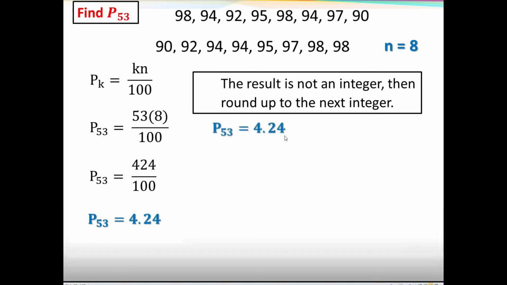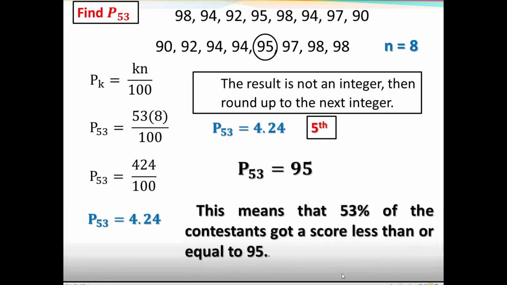So, ang nakuha natin ay 4.24. Pag ni-round up natin ito, si 4.24 ay magiging 5. So we are looking for the fifth data. The fifth data in our entry is our 53rd percentile. Hanapin natin si fifth data. 1, 2, 3, 4, 5. The fifth data is 95. Therefore, P sub 53 equals 95. This means that 53% of the contestants got a score less than or equal to 95.